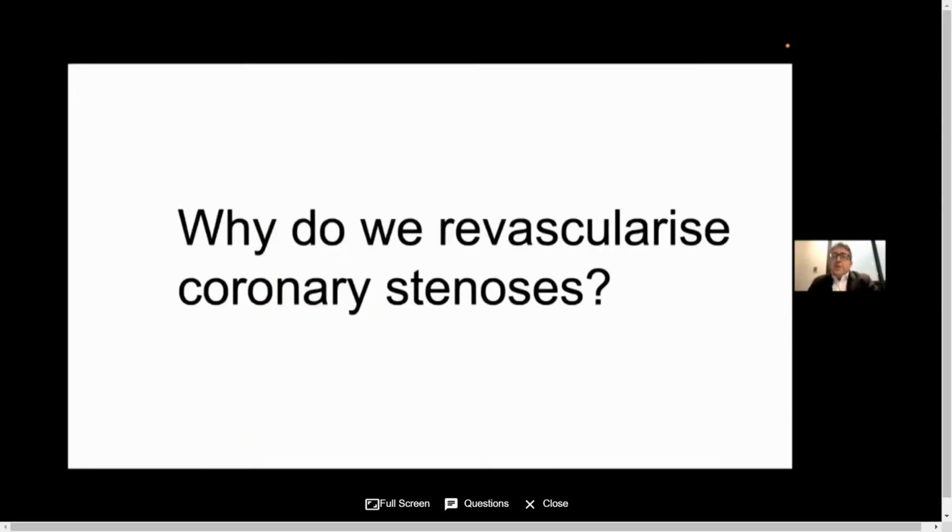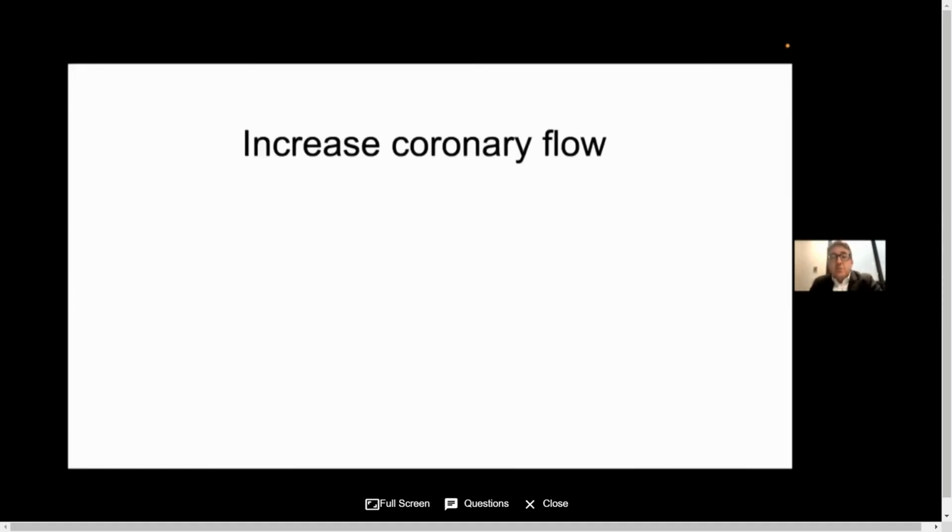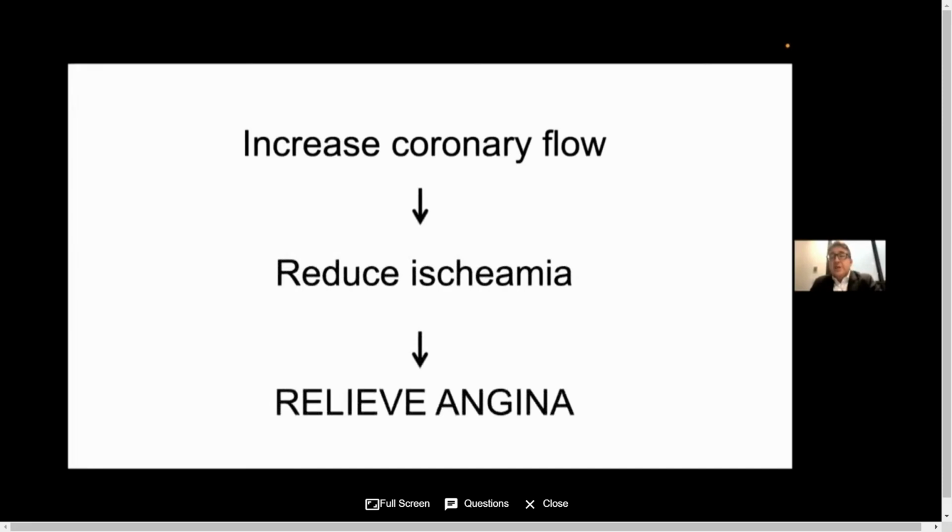So I think we need to question, why do we revascularize coronary stenosis? Some people do it because they like the technicalities of it. Some people want to restore the artery back to what it was like when the patient was first born. But really, why do we do it? We do it to increase coronary blood flow, to reduce ischemia, and to make sure that our patients have fewer symptoms of angina, can go about their lives in a more normal way without getting breathless or symptoms of chest pain. So this is very important to always remember.